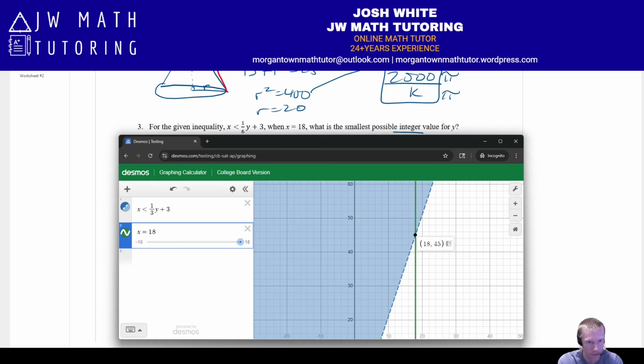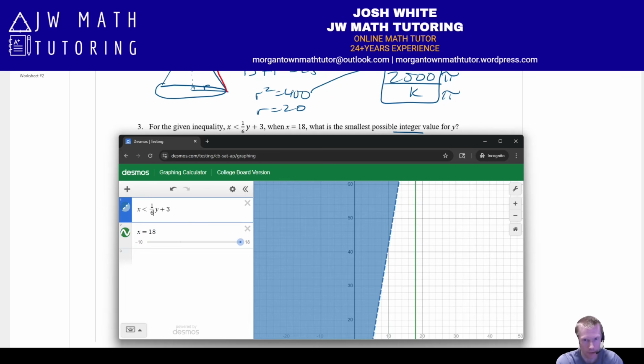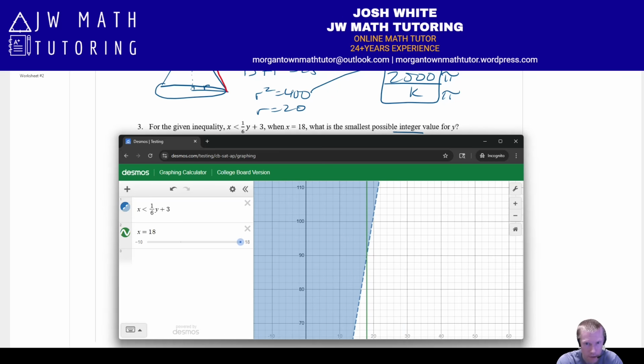So notice here, oh, I typed it wrong. I typed a 3 instead of a 6. That's why it's the wrong point. Okay, always double check what you type into Desmos. Good lesson to learn. So now here, we're at 1890. We're on the border. Therefore, when x is 18, the smallest integer value would then have to be 91. Okay, it can't be 90 because it's not less than or equal to. So therefore, it has to be just 91. And this is how you could solve this, or just at least visualize it in Desmos.